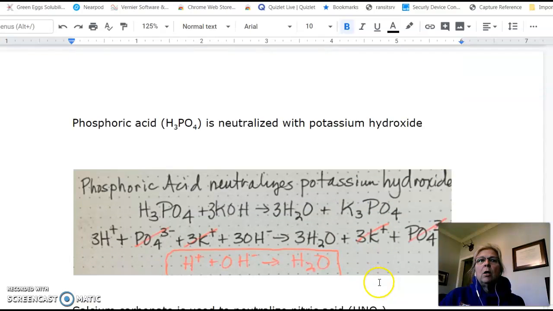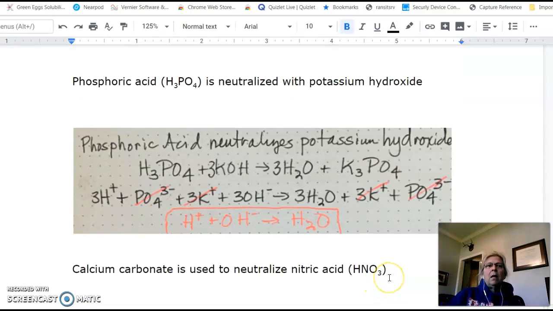Okay, so you'll notice right away that we end up with, again, look at that magic, it's exactly the same thing. H+ plus OH- yields water. So every time we have a hydroxide neutralization, we end up with this reaction. So I bet you can already tell what the next answer is going to be.